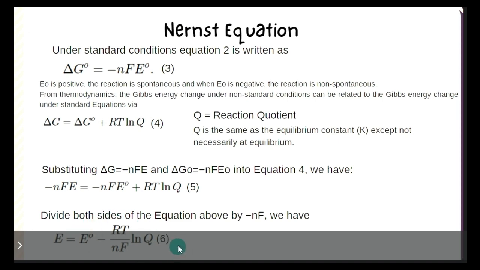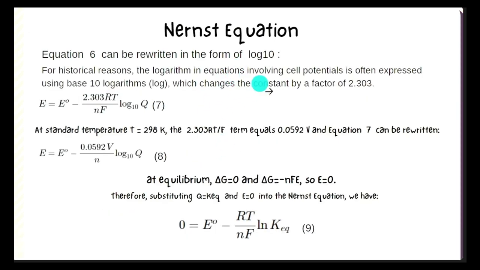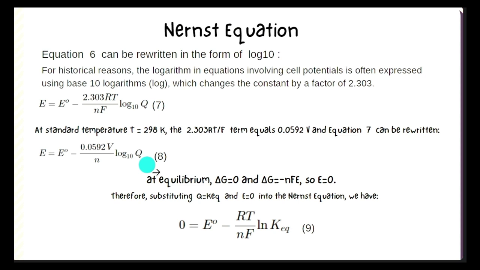We can further simplify this equation by rewriting it in the form of log base 10. For historical reasons, the logarithm in equations involving cell potential is often expressed using base 10 logarithm, which changes the constant by a factor of 2.303. Now, multiplying 2.303 by the ideal gas constant and the standard temperature of 298 Kelvin will result in this equation right here, which is the simplified equation.